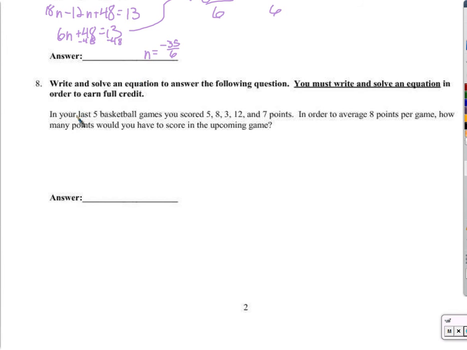So the question here says, your last 5 basketball games, you scored 5, 8, 3, 12, and 7 points. In order to average 8 points per game, how many points would you have to score in this upcoming game? So this upcoming game makes 6 games. So we would want an average out of 6 scores, so we're going to divide by 6. We're going to divide the sum of 5, 8, 3, 12, 7, and our next game. And when we add them all up and divide by 6 and find the average, we're going to find that the average is 8. So what will this guy here have to be? We could add these together, and those add together to 35.